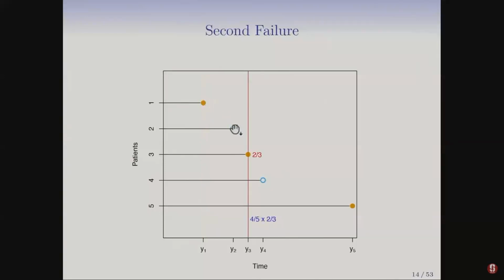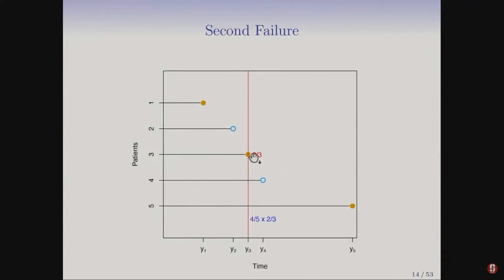Notice we skip this censoring time because it's not important for this calculation, although it's going to come in here. There are 3 patients remaining, and 2 of the 3 survive past y3, so the probability of surviving past y3 is 2/3. Overall, the probability of surviving past y3 is 4/5 from the first times 2/3 from the second event. So this method computes the conditional probability of surviving past each failure time, given you've survived up to that time. There's a series of conditional probabilities, and we just multiply them together.